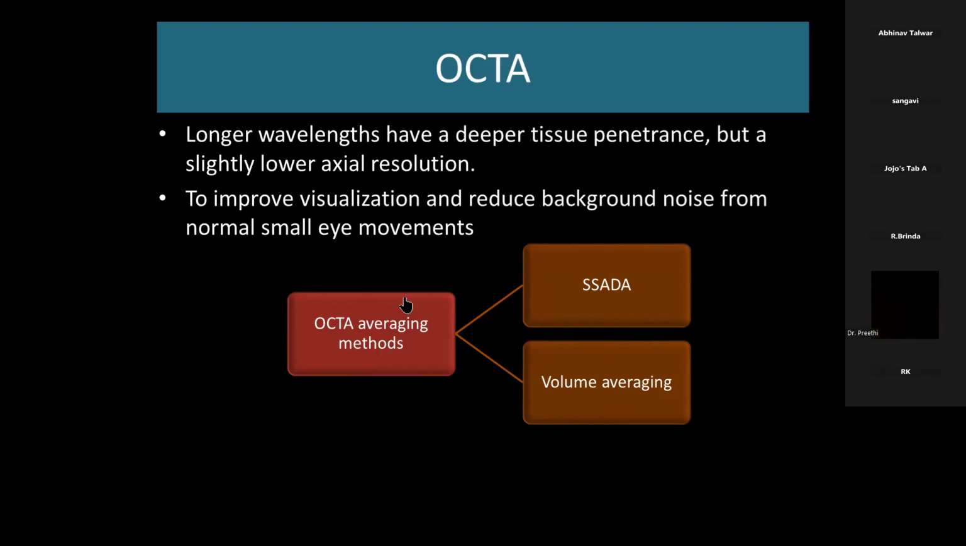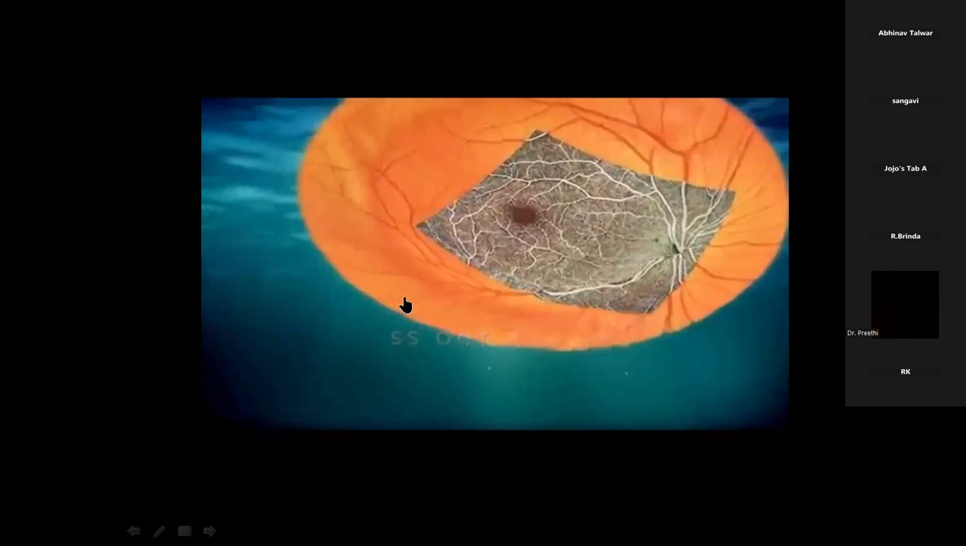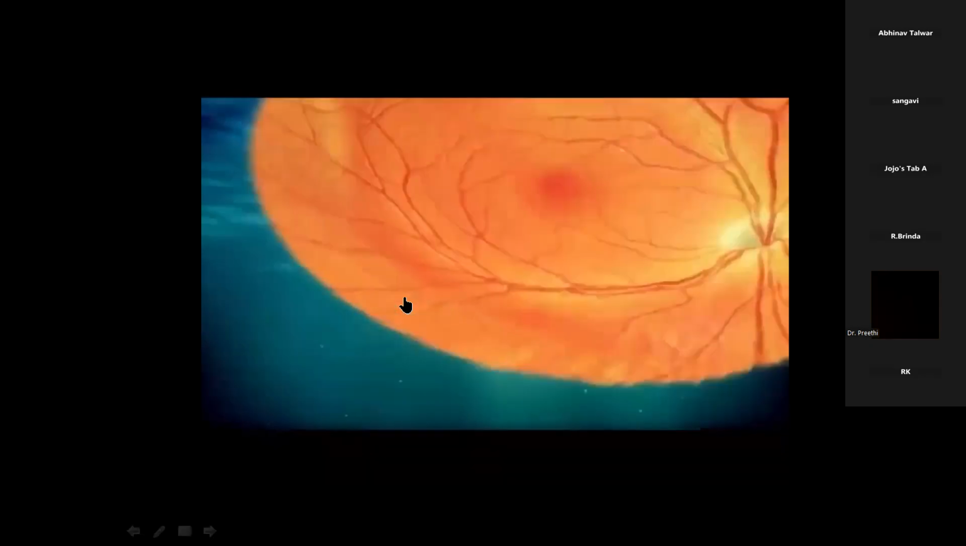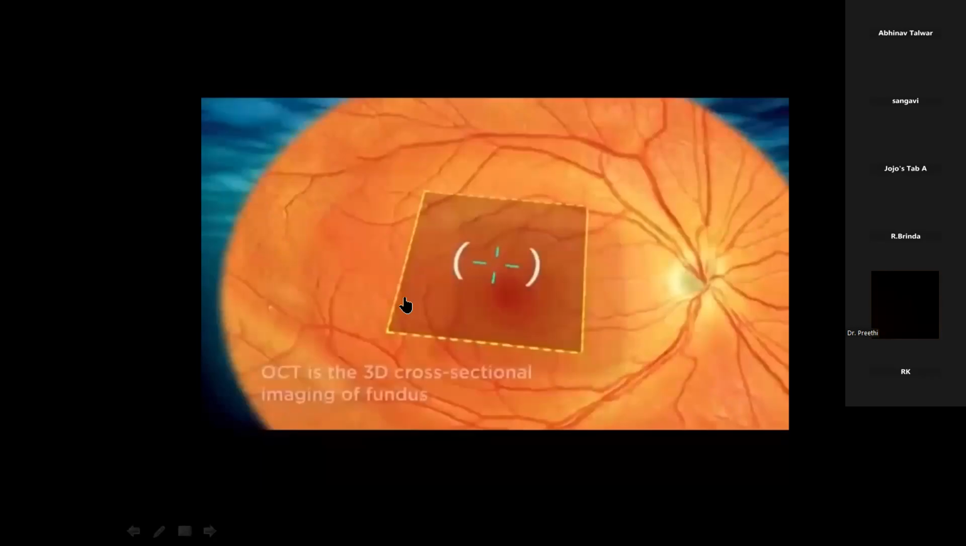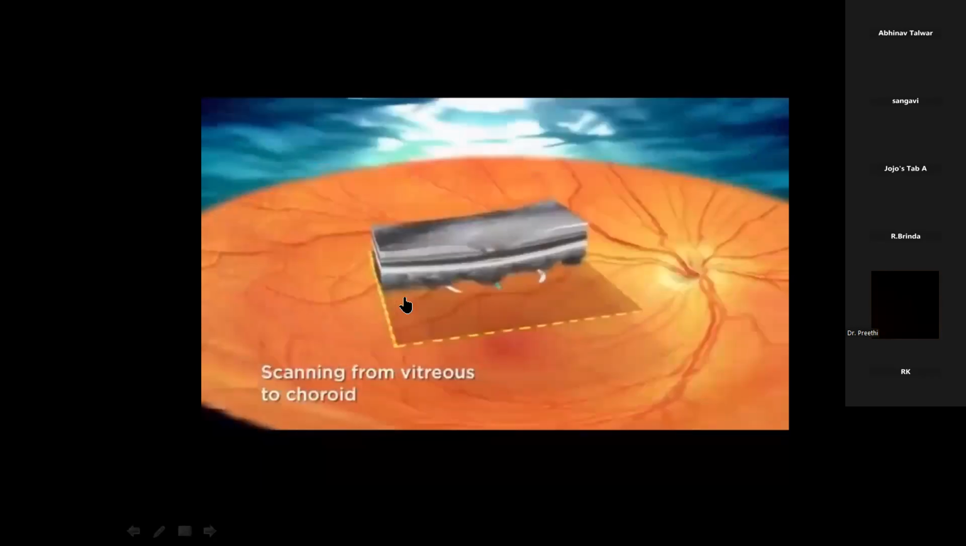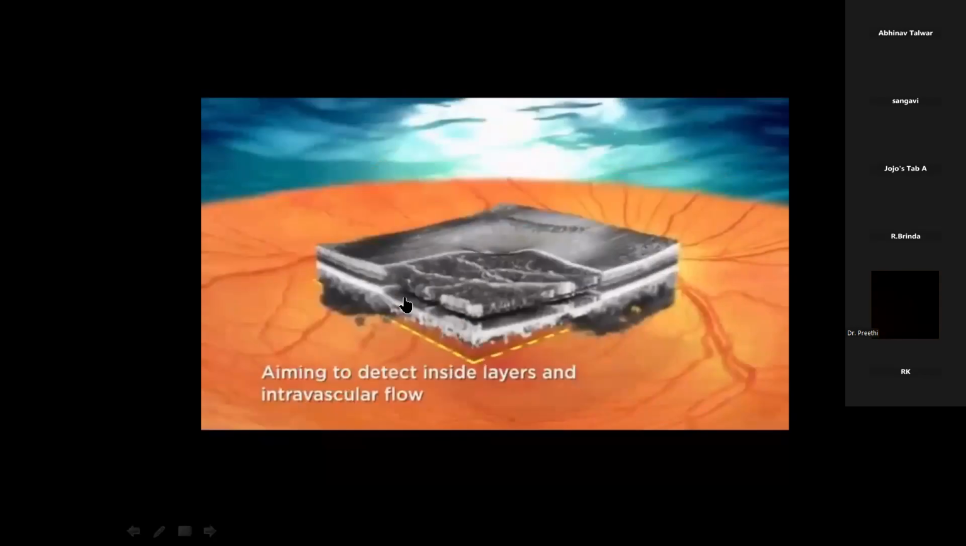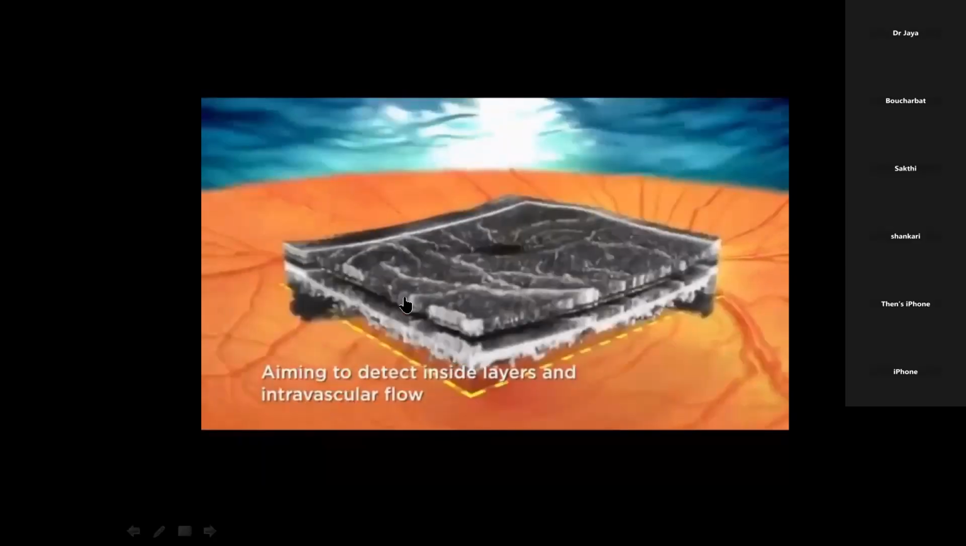Let me show you how the cube gives out layer by layer images, 3D cross-sectional imaging of the fundus, scanning layer by layer. First, we'll be scanning the superficial vascular plexus or superficial capillary plexus.